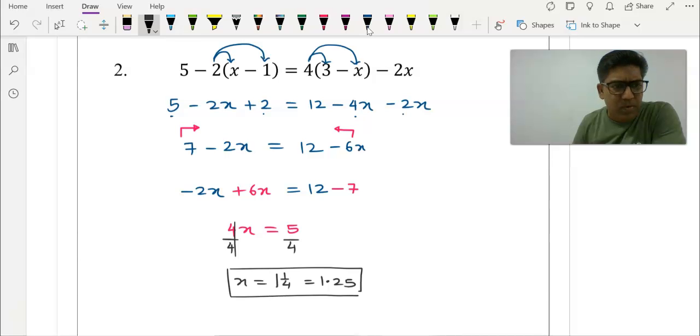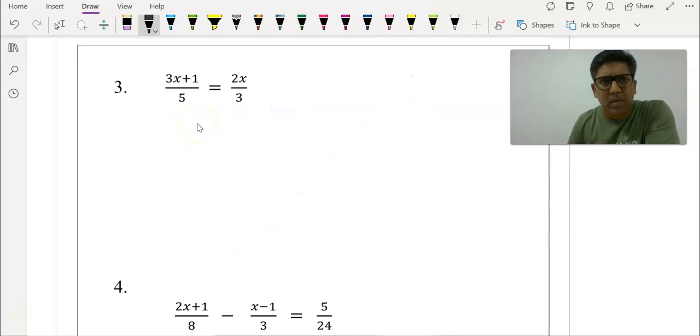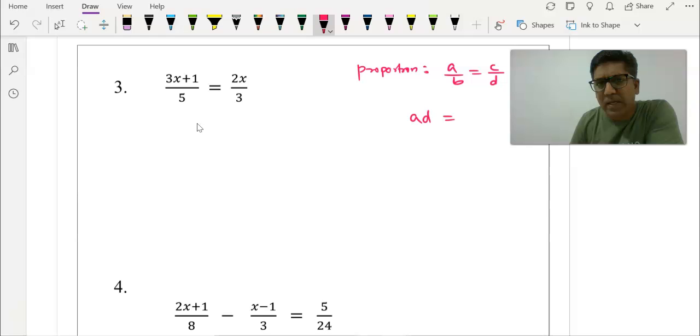Okay, moving on to the next one. Now, in this question, we have on the left hand side only one fraction, on the right hand side also one fraction. We say the question is in the form of a proportion, which is a by b equal to c by d. And the property of proportion is that the cross products are equal, so I can take the cross product ad equal to bc. So we can do the same thing here.